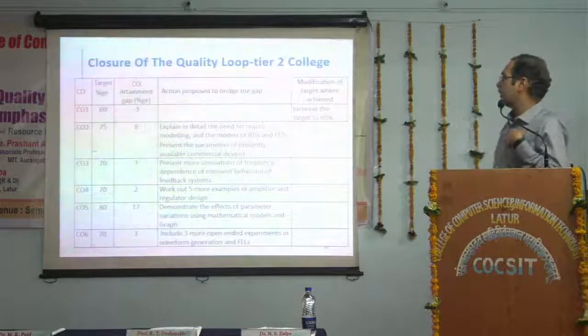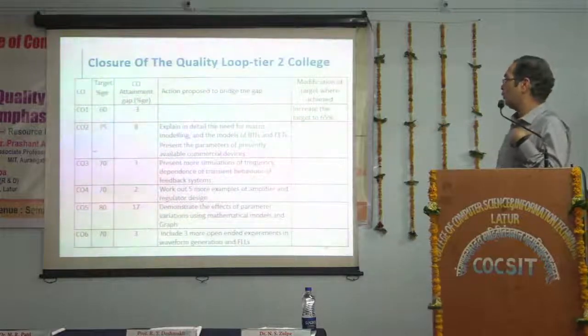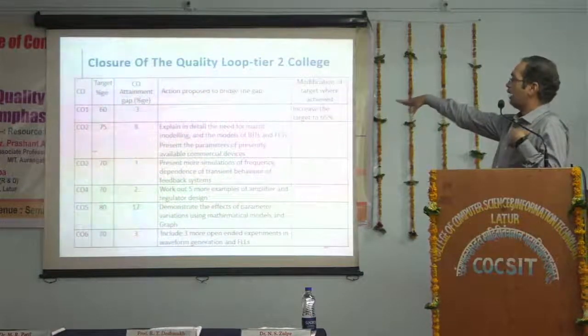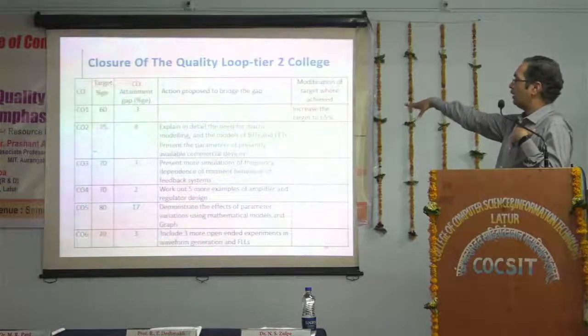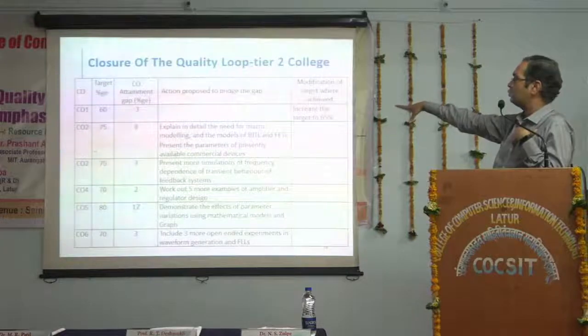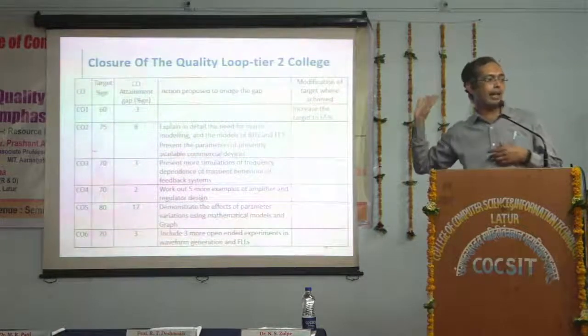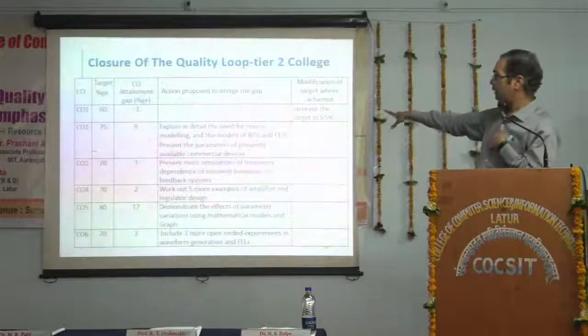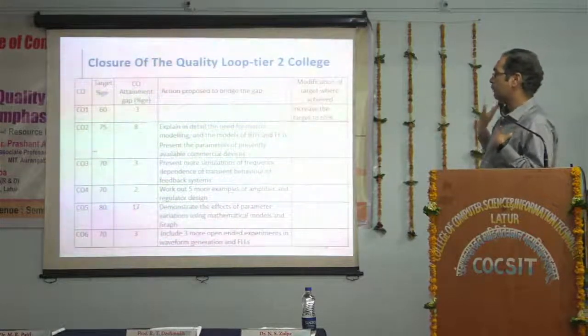In the next case, this is the electronic subject, I don't know how many of you can understand. I have decided that there is a gap of 8, and when I did the analysis, I could understand that the students could not answer this in the assessments. So I will say: explain in detail the need of micro modeling or models of BJT.